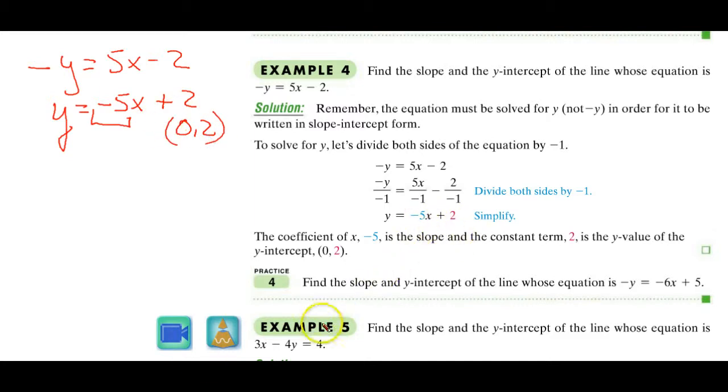Okay? And the same thing down here. This would become a positive, this would become a positive, this would become a negative. Okay.